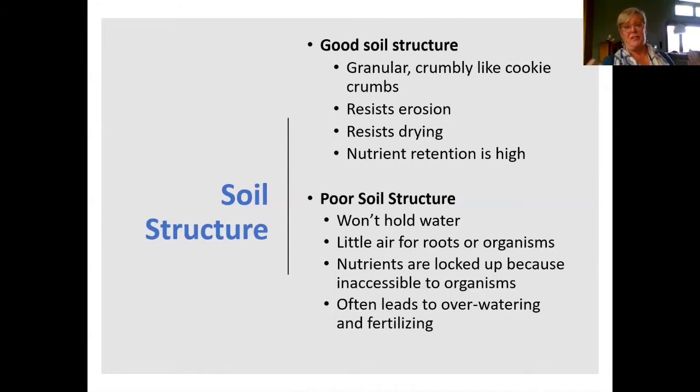So good soil structure is crumbly and easy to manipulate. It's workable. It resists erosion. It resists drying. And it holds on to nutrients better because it's got the soil life in it. And we'll be talking more about that. Whereas poor soil structure is much less capable of retaining water. Like I said, there's no air, or little air and pockets for root penetration, water moving through it, and therefore your nutrients get locked up and are not available to the plants.